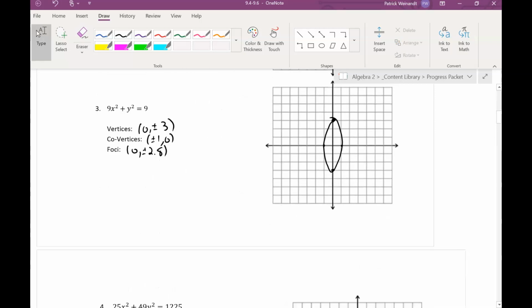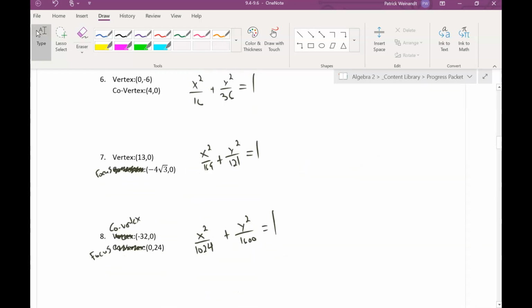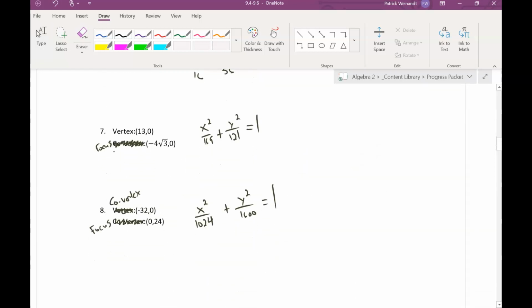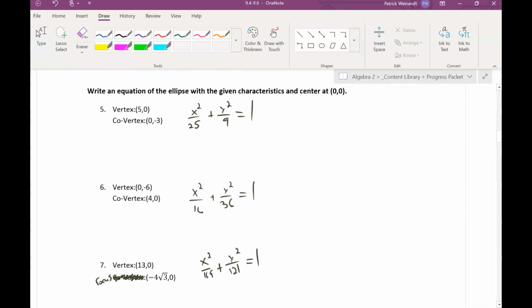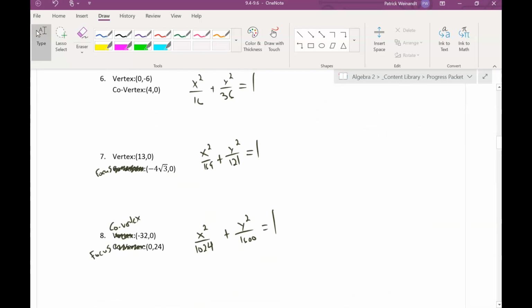Okay, number 7, and I messed this one up. This one should say focus. We want to write an equation of an ellipse with the given characteristics and a center at 0, 0. So our end goal is to get something that's like x squared over something plus y squared over something equals 1. So first we need to identify what's going on here.